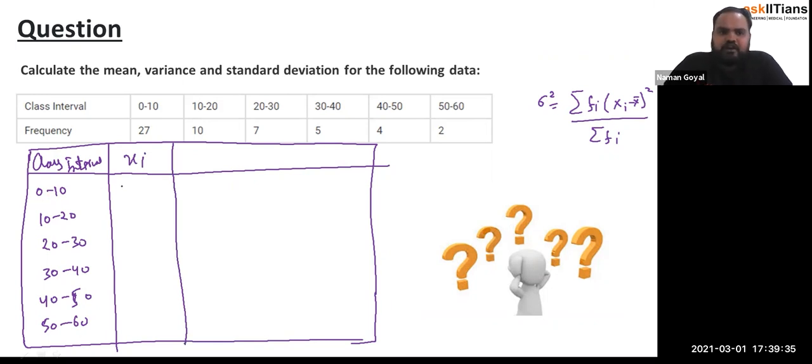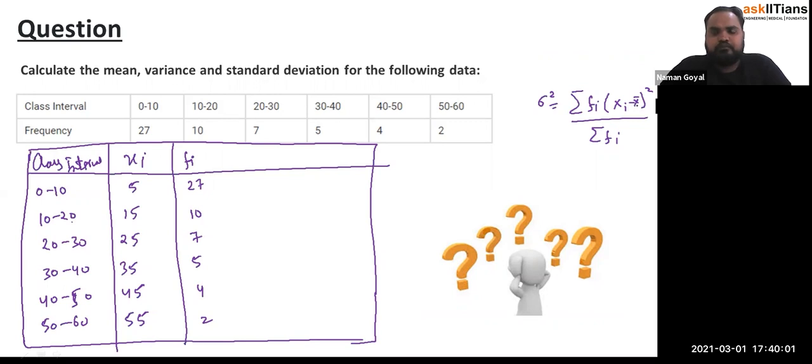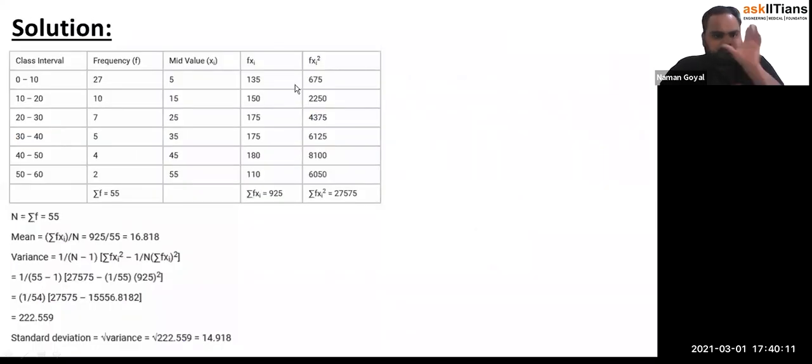So it will be 10 by 2, 5. 20 plus 10 by 2, 30 by 2, which is 15. Then 25, 35, 45, 55. Write down, right? Okay, now the corresponding frequencies are 27, 10, 7, 5, 4, and 2. Now first of all, we have to find the mean, right? So for mean, what we need is fi xi, right? So if I draw the table of fi xi, it will look like this.